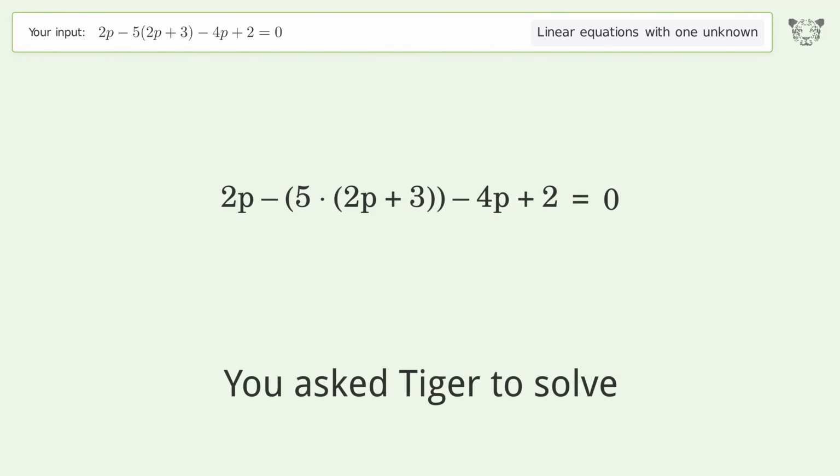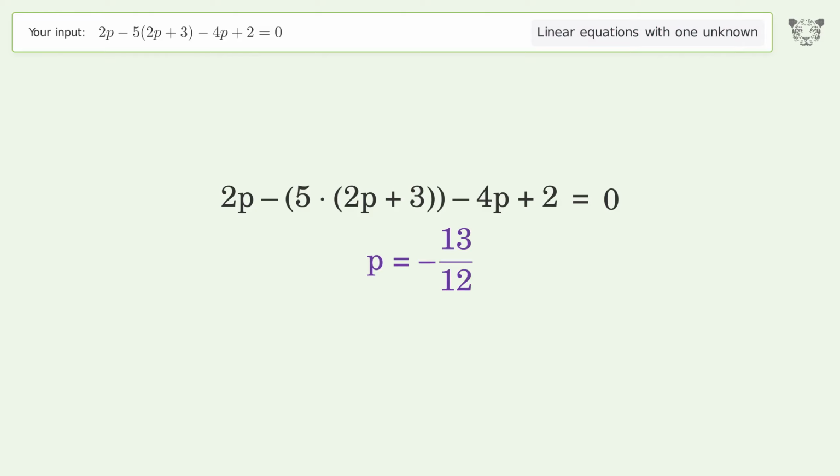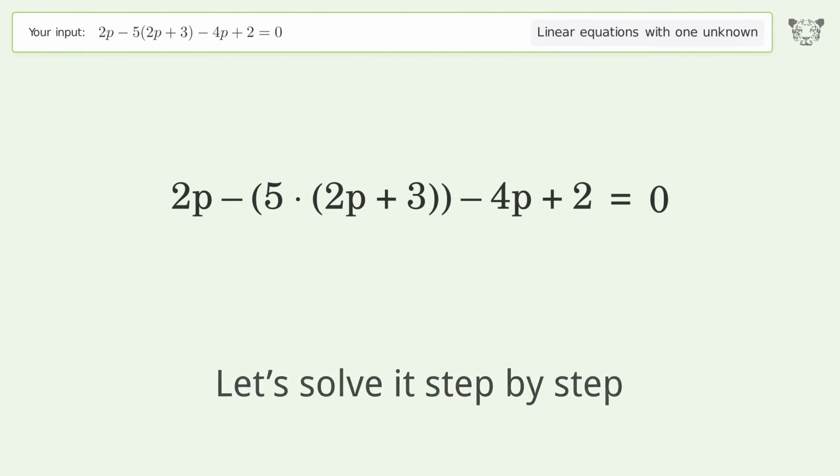You ask Tiger to solve this. This deals with linear equations with one unknown. The final result is p equals -13/12. Let's solve it step by step.